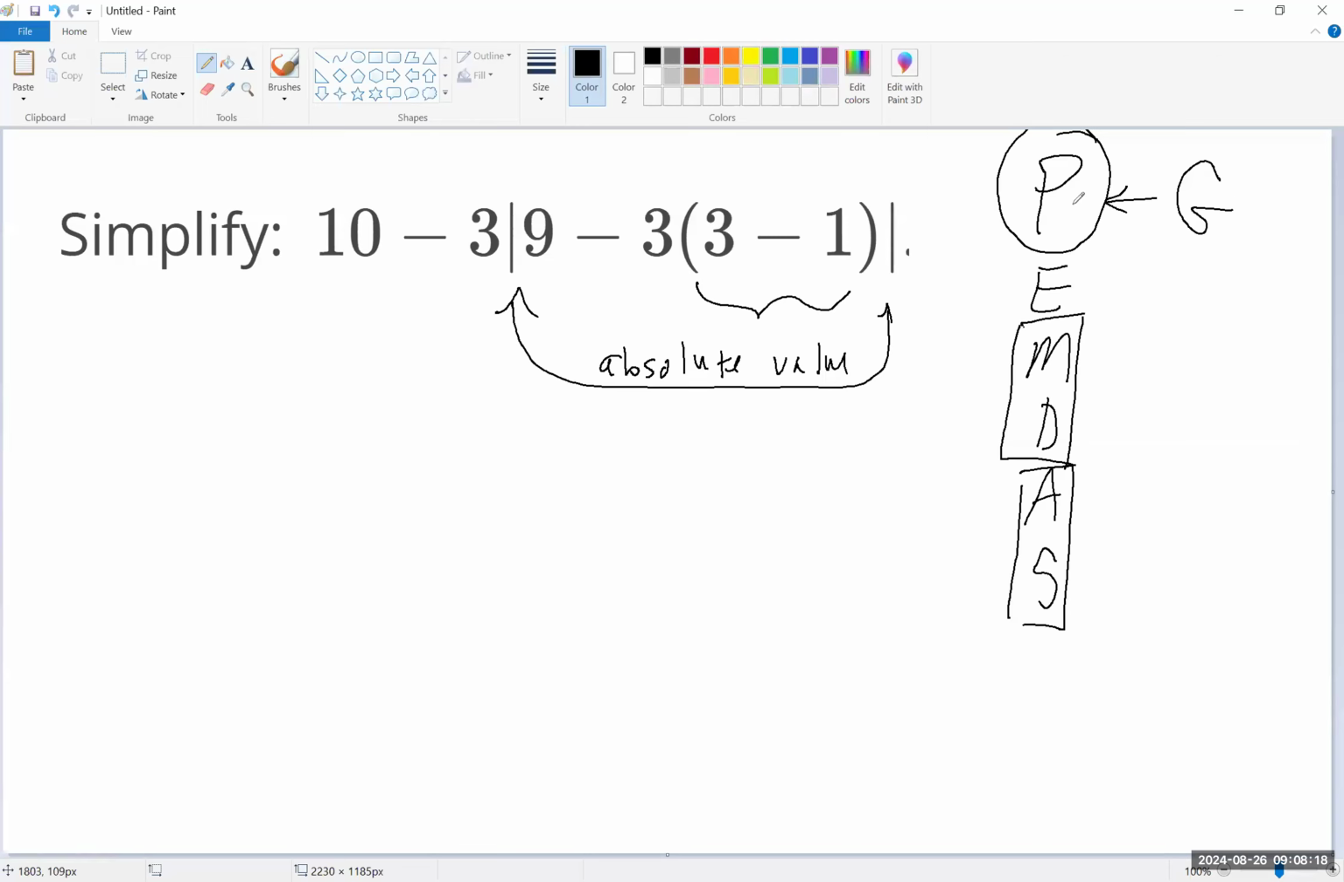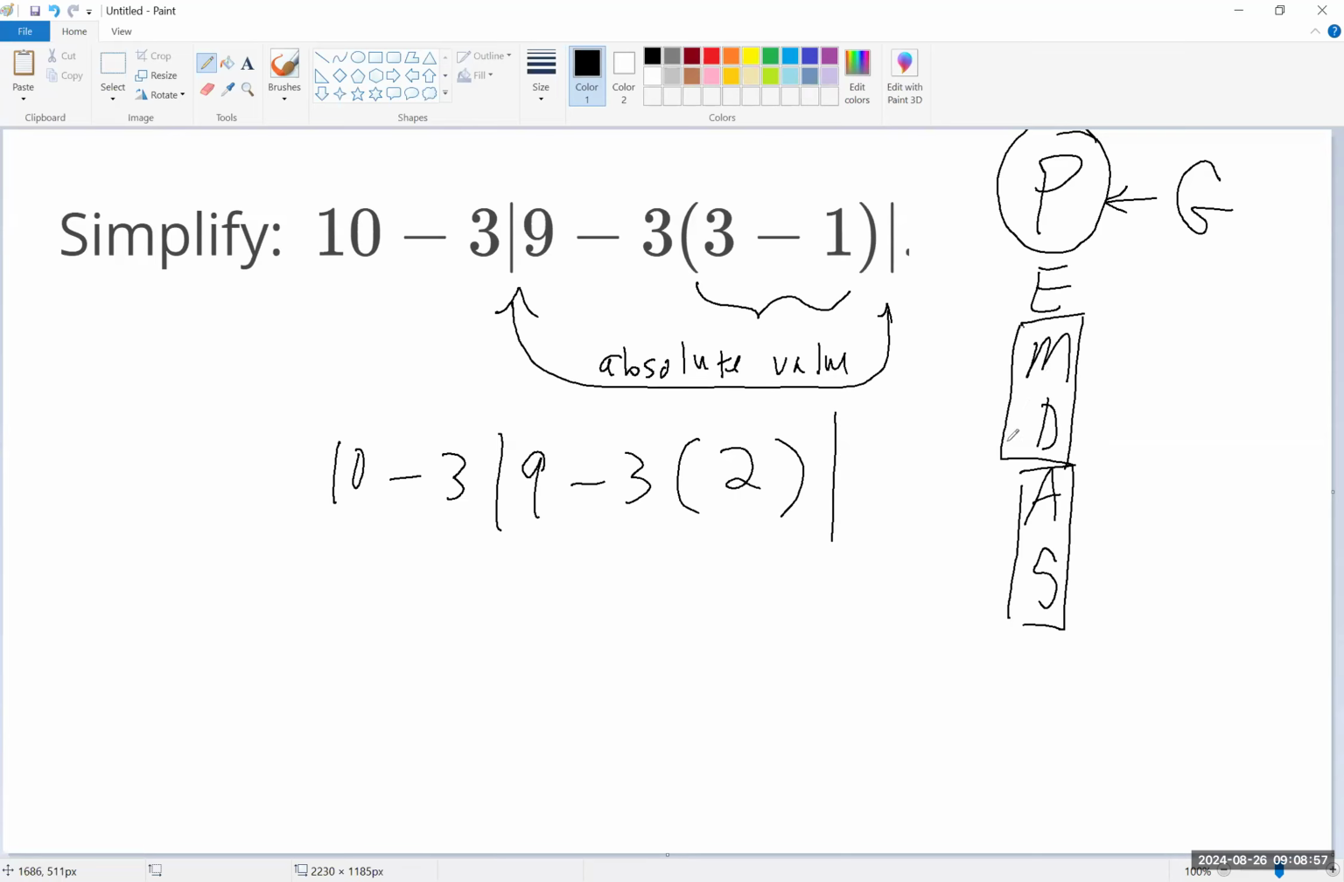So you start, the directions aren't in here, but you start with the innermost parentheses. So then that's why we do 10 minus 3, 9 minus 3, and then you simplify that. 3 minus 1 is 2. Okay, so now you only have one set of grouping symbols, which is the absolute value. So now there's no exponents. So you go to the M and the D.